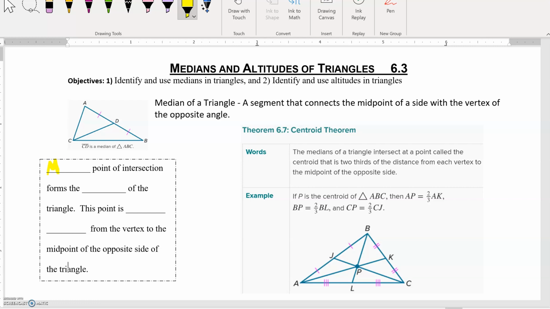So the median point of intersection forms the centroid of the triangle. This point is 2/3 the distance from the vertex to the midpoint of the opposite side of the triangle. So it's 2/3 the distance from the vertex to the midpoint of the opposite side.